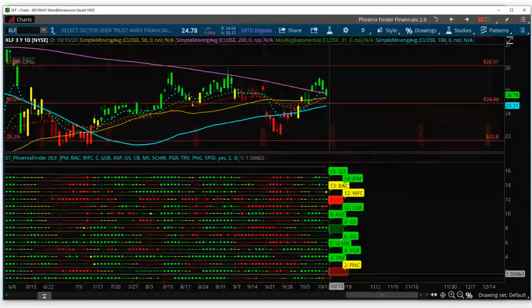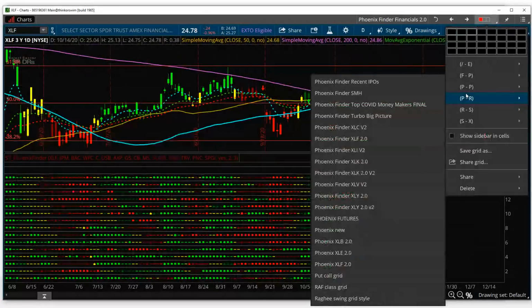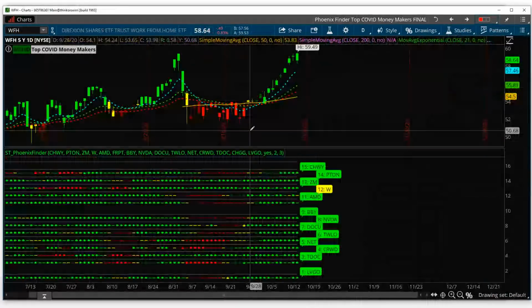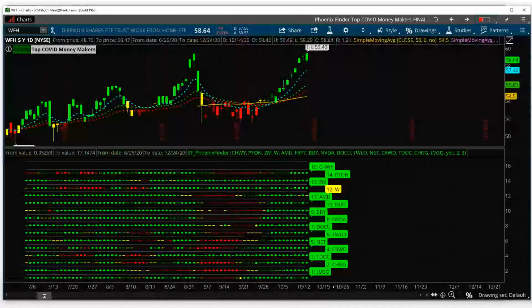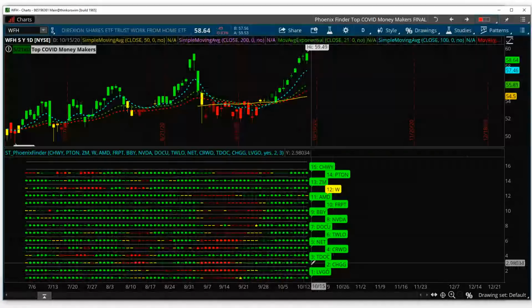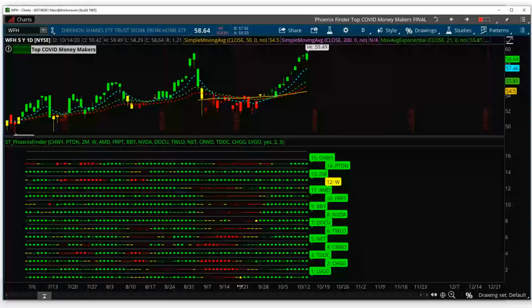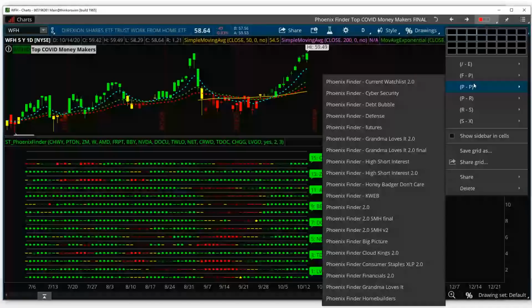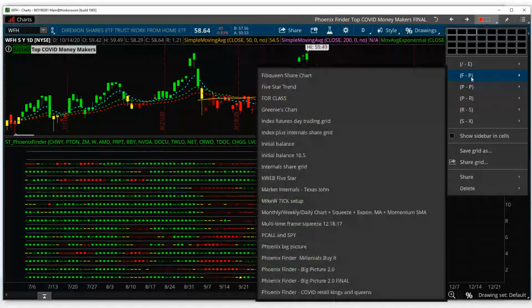So yeah, you can use it for downside trades as well. And then basically you just save the different grids. So right here, this is the Phoenix Finder top tickers that I like to trade all the time. People always ask me, why do you only trade to the upside? Well, because they're incredibly strong tickers right now. We had Tesla up like 4% today or something like that. For me, I like to trade things that are explosive. So that's why I like to trade to the upside.